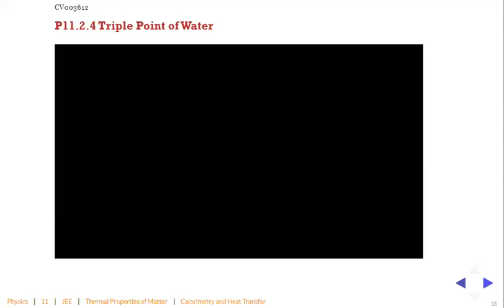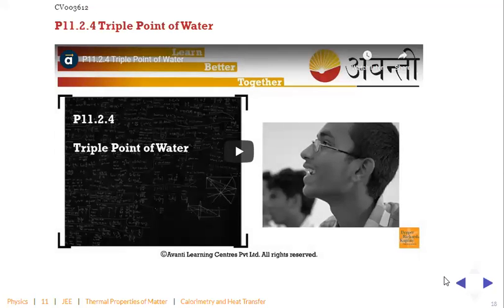Now, triple point of water. This is also a concept of class 8, 9. What do you mean by triple point of water? Anyone? Yes, very good. This is a point at which any liquid exists in all three forms. So this is just theory.